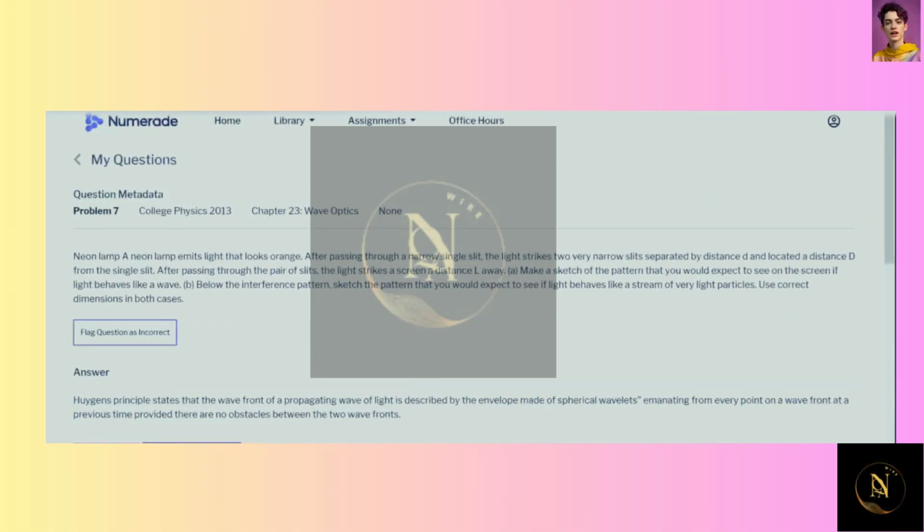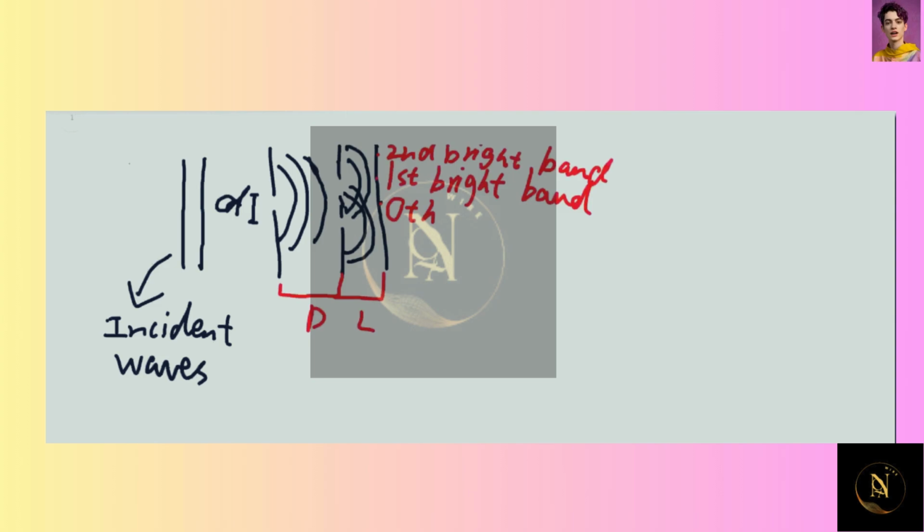It said, make a sketch of the pattern that you expect to see on the screen if light behaves like a wave. Okay, so this is a graph I draw for the first question. You can tell from here there's a single slit, and then there's a double slit, and the separation between this double slit is lower letter d right here.